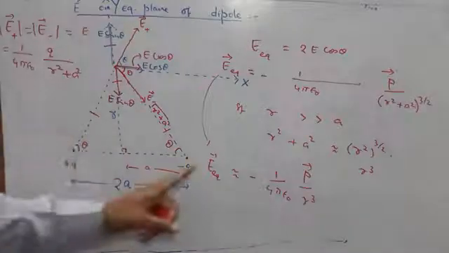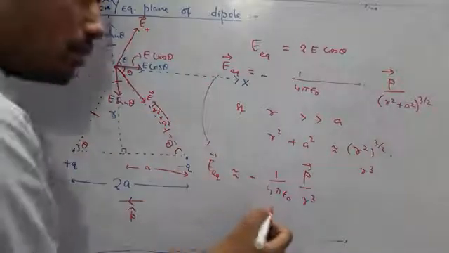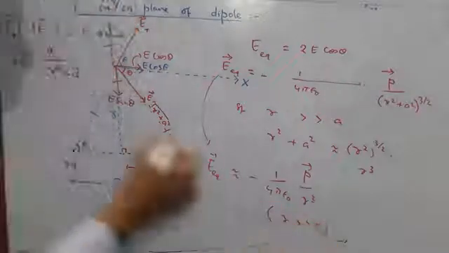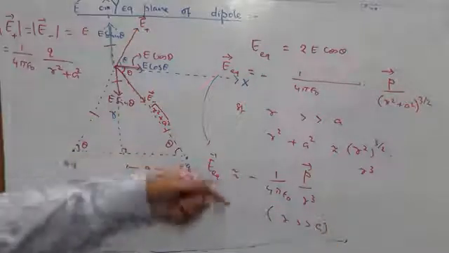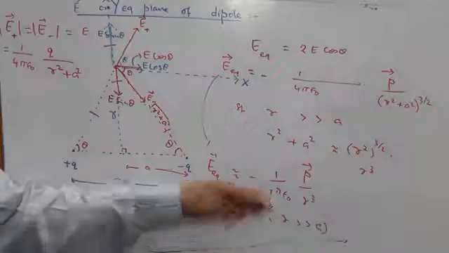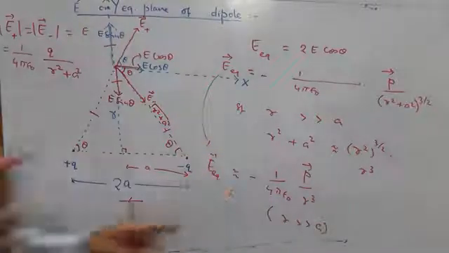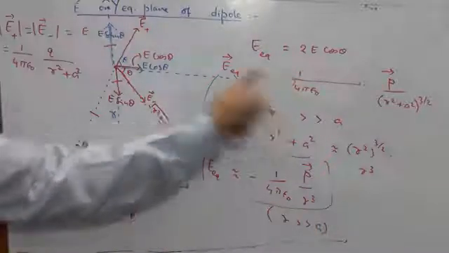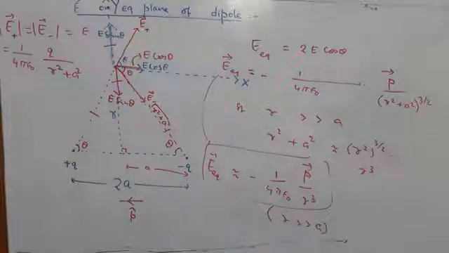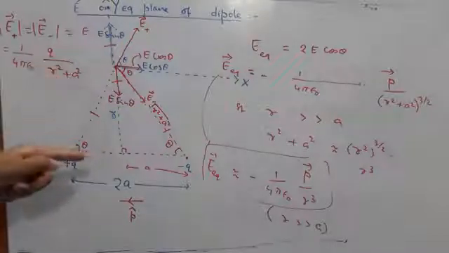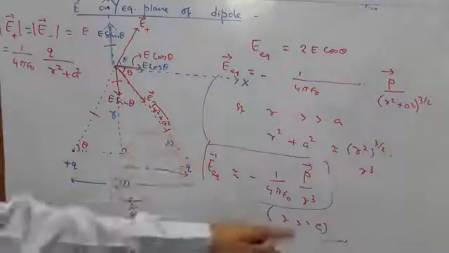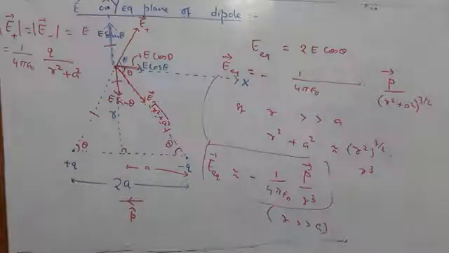But remember, when should we use this formula? This formula will be used only for r very large compared to a. If r is comparable to a, and not very large compared to a, you should not use this formula. In that case, we will use this formula. So be careful while solving questions on electric field due to dipoles. Please see whether the given distance r is quite large compared to a or comparable. Accordingly, you choose the correct formula.